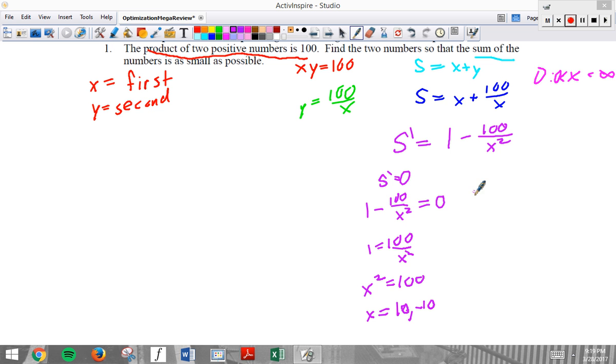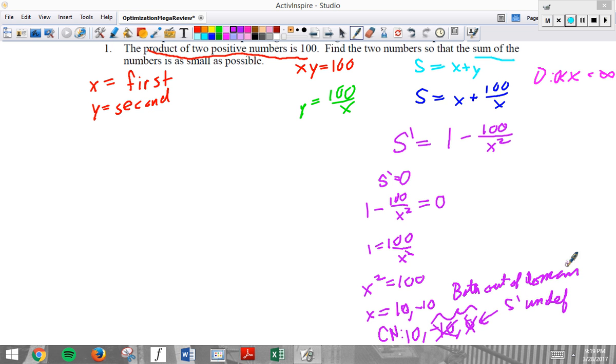What else would be a critical number? Zero is a critical number. S prime's undefined there. But neither of these matter. Both outside of the domain. Okay, those are all subtle points. The only critical number is 10.